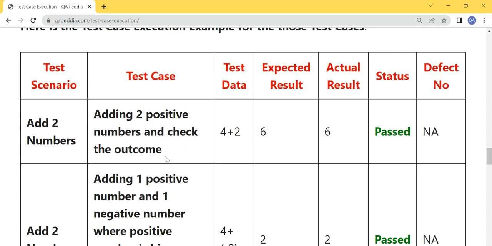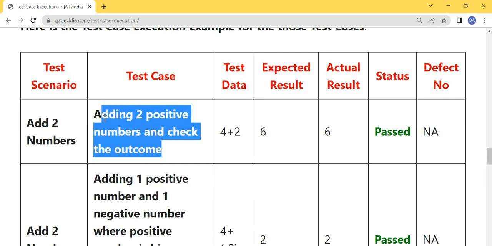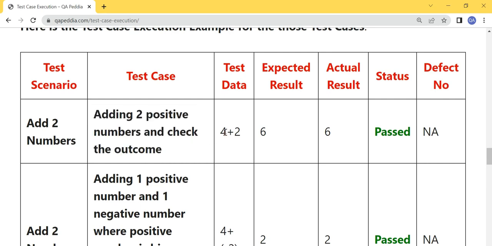So let's see the first test case. Adding two positive numbers and check the outcome. So we have taken two positive numbers 4 and 2. Expected is 6. Actual result is also 6. So the actual result and expected result both are same. So the status of the test case will be pass, and there will be no defect number for the test case.